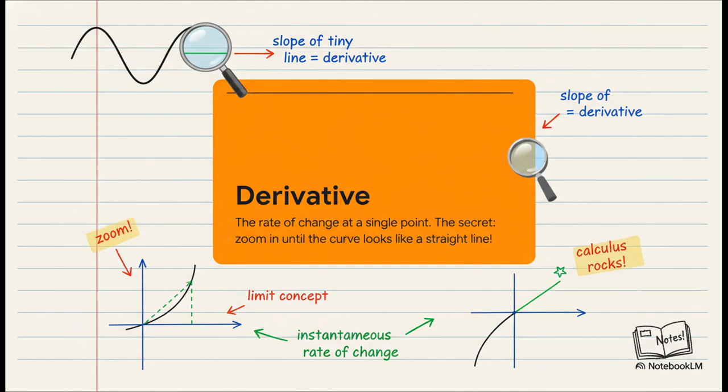The idea behind it is just pure genius. If you take any curve and you zoom in on it way in, eventually, it starts to look like a perfectly straight line. The derivative is just the slope of that teeny tiny little line. It's the rate of change in a single instant.